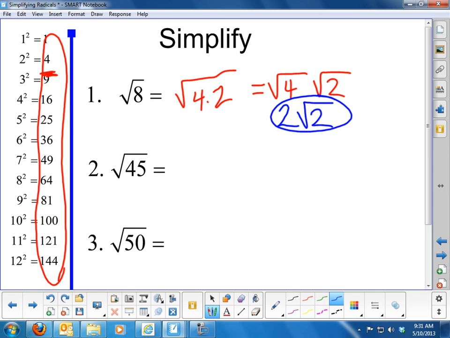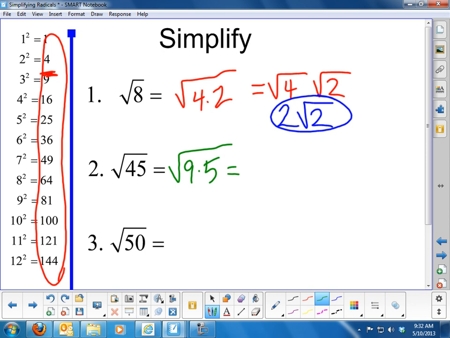Okay, let's look at the next one, square root of 45. How can we simplify that? We look at our long list of perfect squares. We can only pick numbers that are perfect squares, okay? So 15 times 3 is 45, but 15 is not a perfect square, 3 is not a perfect square, so that doesn't do us any good in simplifying, okay? So I look along my list and I see the square root of 45 can easily be 9 times 5. 9 is the biggest perfect square that goes into 45.